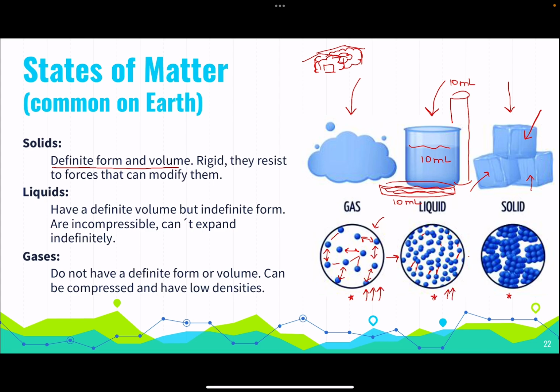And when we go from a liquid to a solid, we can see that there's not that much space between them, right? They are already in their place. That's why their form does not change. And the energy of a solid is very small. They just vibrate and they keep in place. They're not moving around like a gas.